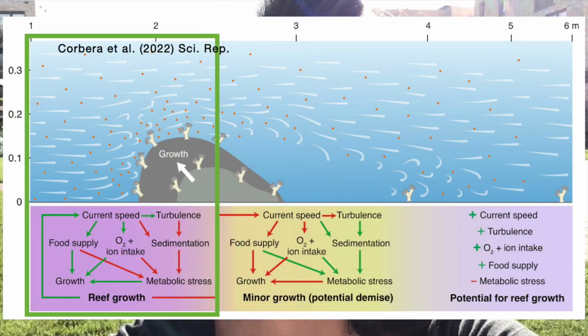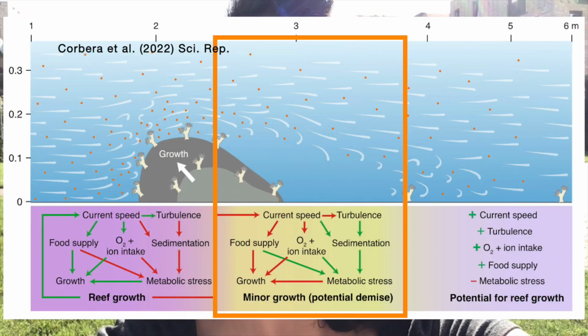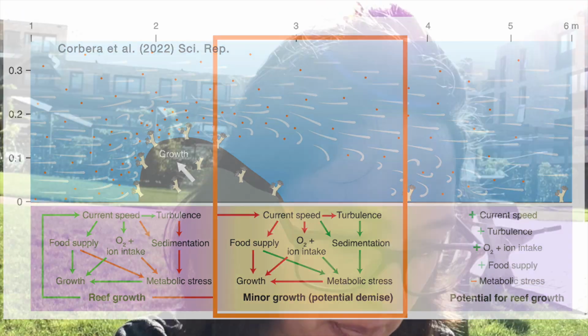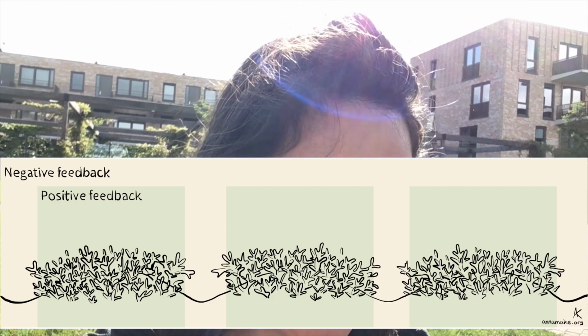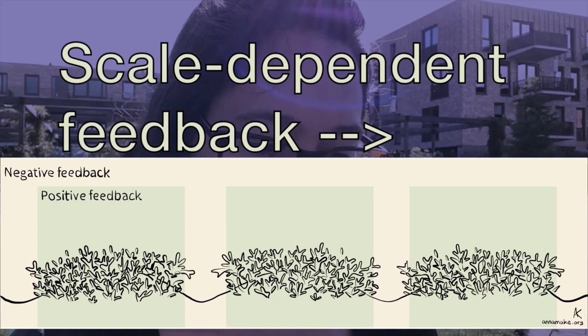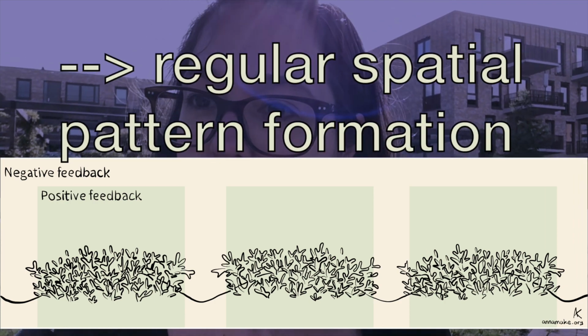Framework forming coldwater corals modify the currents so that they can capture more food particles, but downstream of a reef the conditions are less optimal. So there's a positive effect on reef growth locally on the reef and a negative effect downstream of the reef. This is called a scale-dependent feedback and is a well-known mechanism for regular spatial pattern formation.